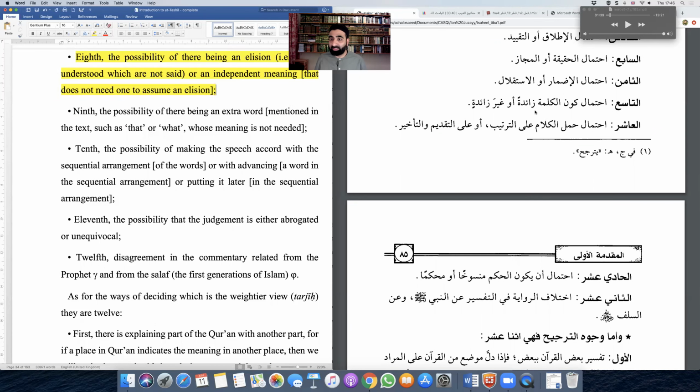Ninth, احتمال كون الكلمة زائدة أو غير زائدة. Okay, what do I do with a certain ma or a certain kaf or a certain min? Am I taking it as something that has to have an impact on the meaning, in which case I have to deal with that meaning? Or am I just going to say, no, this particular harf has appeared here, maybe just to strengthen the meaning. So we don't have to say then za'ida means that it has no purpose whatsoever. It might just strengthen the meaning, it might just emphasize, but it doesn't have a grammatical import.